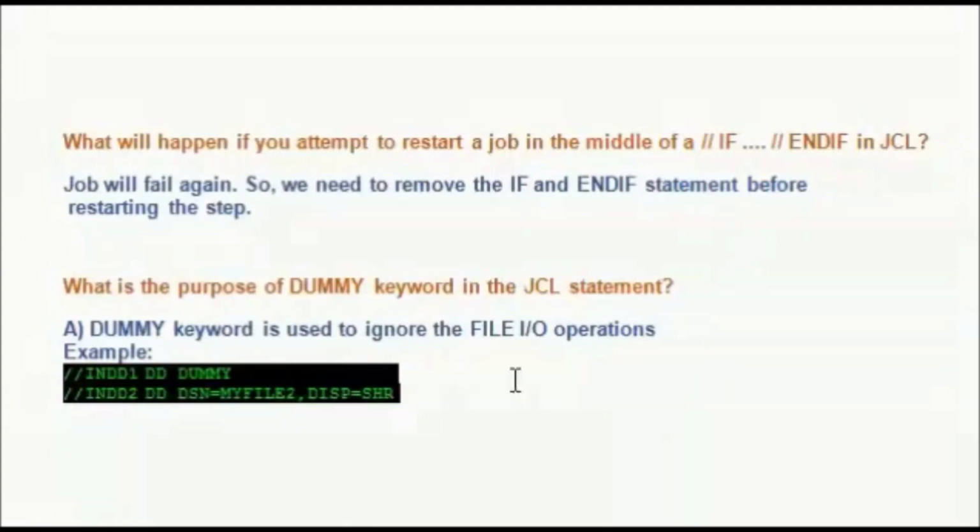Next question, what is the purpose of the DUMMY keyword in the JCL statement? The DUMMY keyword is used to ignore the file IO operation. The DD statement will be coded like this: INDD1 DD DUMMY. Here the operation of INDD1 is nullified during the execution.